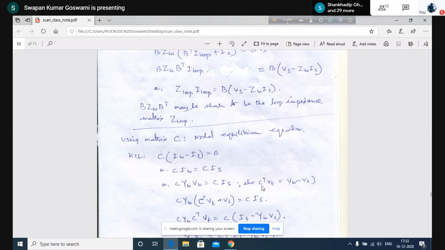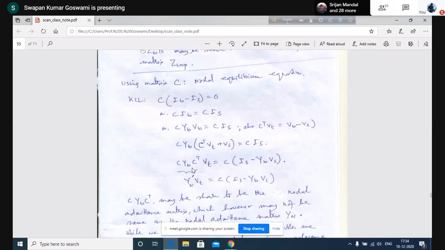Also, from this relation, C transpose VT equal to VE, the element voltage. So there is a bracket here, obviously. C transpose VT equal to VB minus VS, or C transpose VT equal to VE. What can we write? We can put it here and write C YB then VB, and this VB you put as C transpose VT plus VS, equal to C IS. So rearranging this: C YB C transpose into VT equals C IS minus YB VS.